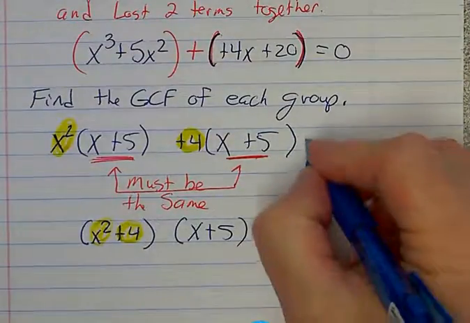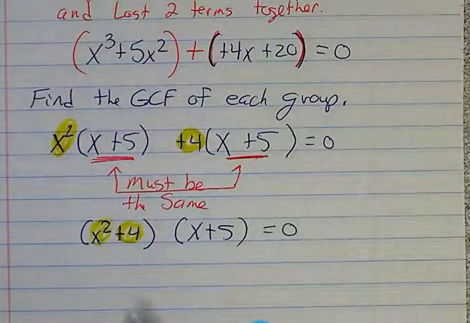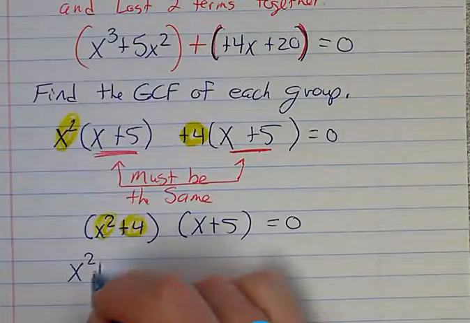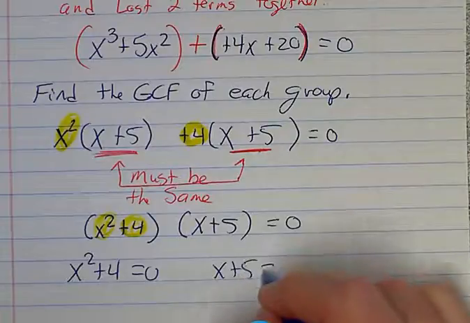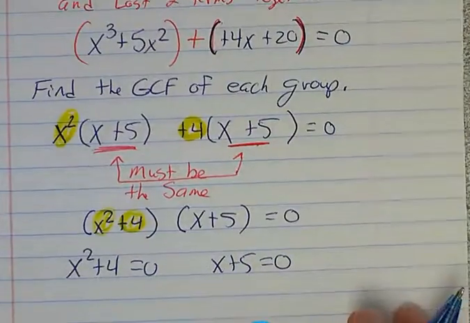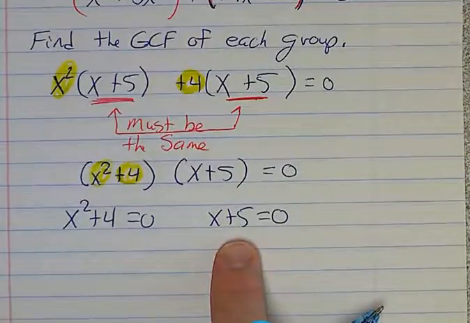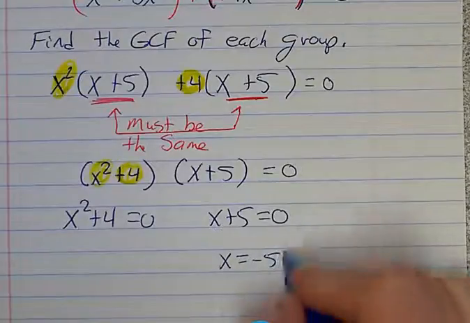And this was still equal to 0. And now that you've got it here, now you're going to solve each parentheses. You're going to do x squared plus 4 equal to 0, and then you're going to do x plus 5 equal to 0. Okay, and this one should be pretty easy, right? Just change the sign, just subtract 5. So x would be negative 5.